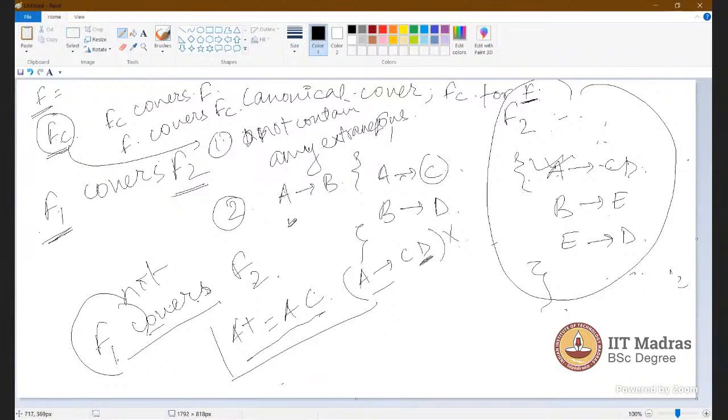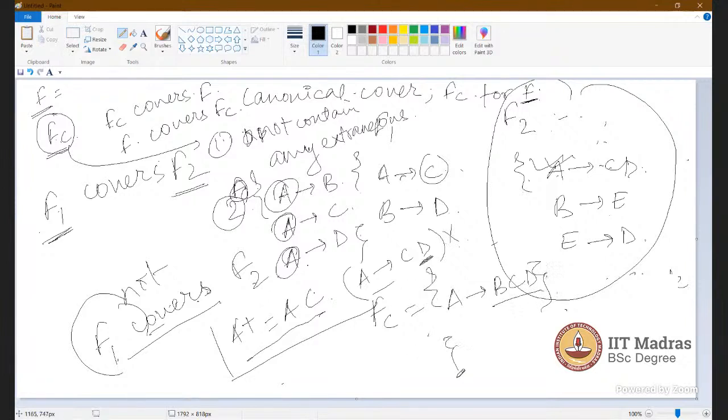Suppose there are dependencies like A to C and A to D, right? Left hand side should be unique in FC. What does that mean? You have to union these, and after the union you get A to CD, right? So this is allowed in FC. And there should not be any extraneous attribute. Here you can see all these functional dependencies have no extraneous attributes, right? You can check that.